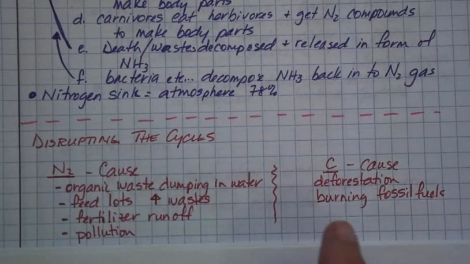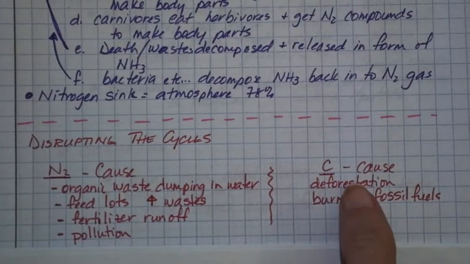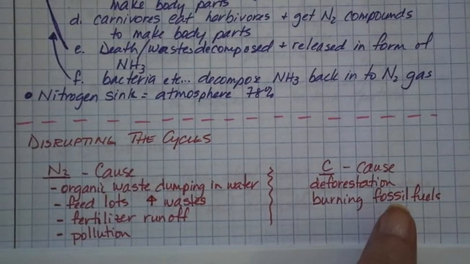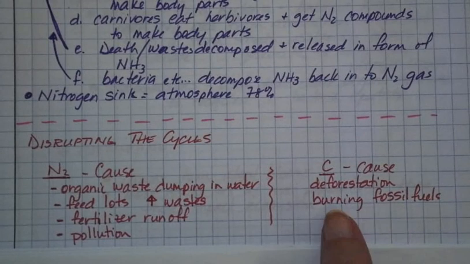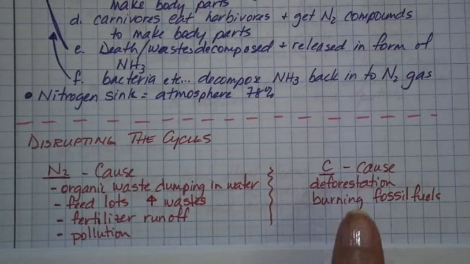Over on the carbon side, two big things that we deal with is, one, deforestation, because remember, a lot of the carbon is in a reservoir in the forest. So what that would do is release a lot of carbon dioxide into the atmosphere at one time. And then we also have burning fossil fuels, and if you plan on someday having a car, you're going to be burning those fossil fuels. These two things change the balance of the cycles, just like these things over here.